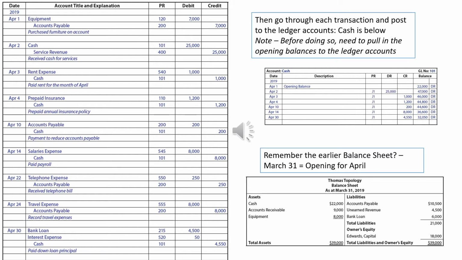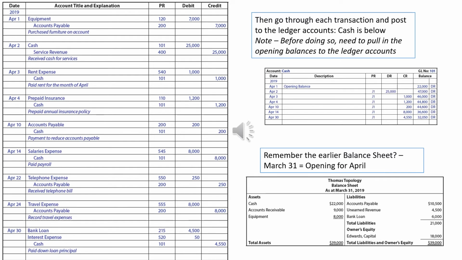You would then look through each of your journal entries to determine what affects that cash account, GL number 101. April 1st did not. April 2nd did. We debited cash for $25,000. So we'll record it on April 2nd. This was all done in one journal form, so it's J1 for this entire exercise. It was all done in one process. And it's a debit to the account for $25,000. So therefore, if we have a debit of 22 plus a debit of 25, we now have a debit balance of $47,000 in our cash.